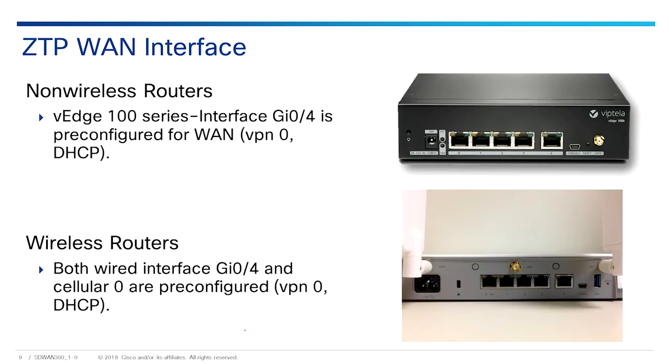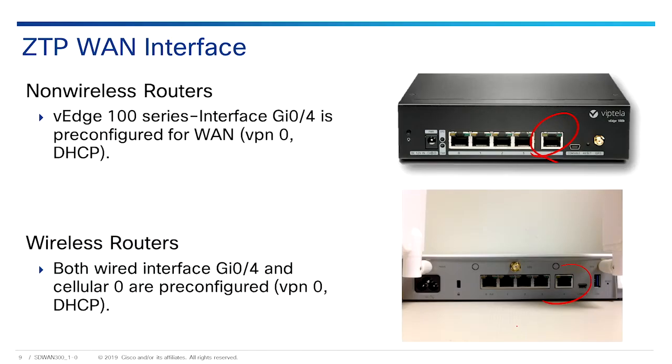All right? So for the non-wireless routers, the vEdge 100 series, it's going to be gig 04, which is this guy right here. All right, you'll notice it's separated out, and on the wireless router, it's gig 04 as well. So I think those are similar devices.